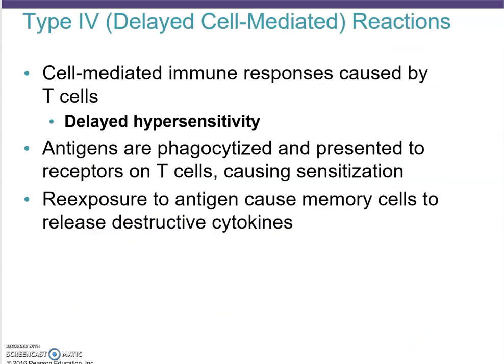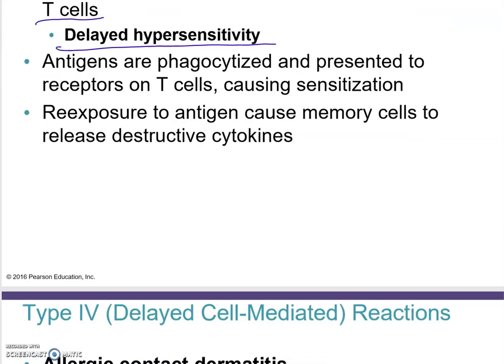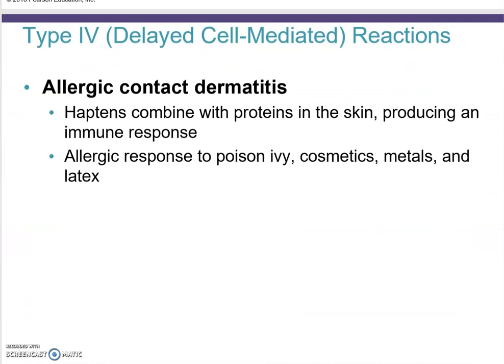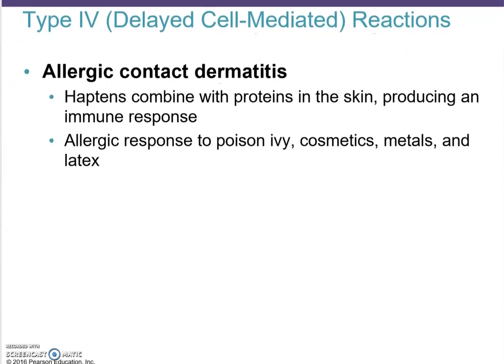Here our last type of hypersensitivity, that's type 4, delayed cell-mediated reactions. So here we have cell-mediated immune responses caused by T cells, and they're generally called delayed hypersensitivity reactions. So here you have antigens that are phagocytized and presented to receptors on T cells, causing sensitization, and then re-exposure to the same antigen causes memory cells to release destructive cytokines. And so here contact dermatitis is a very common example for that.